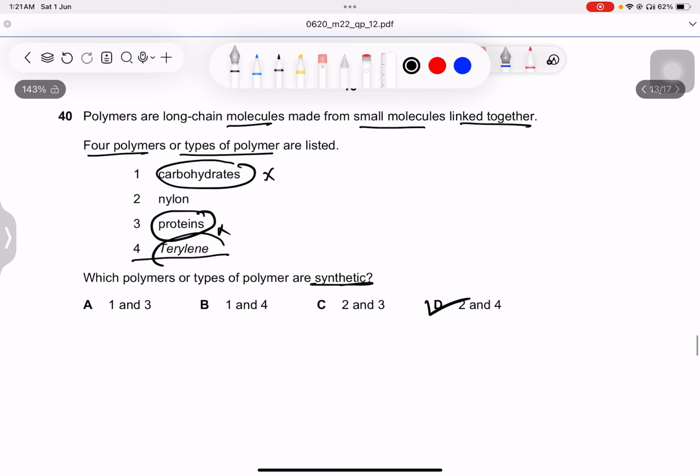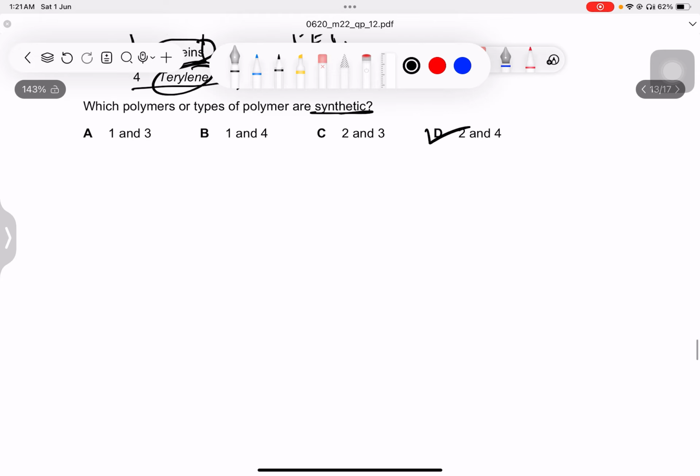This is no longer in your syllabus, by the way. Only nylon and proteins are there, and PET is added. And yeah, so this is it. We have completed the paper.